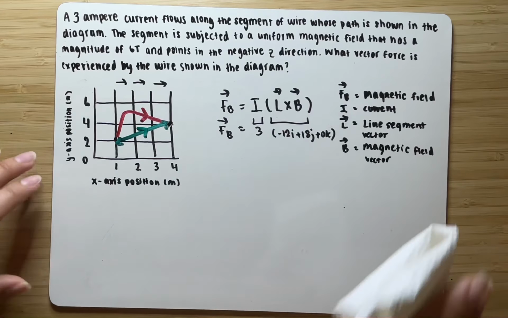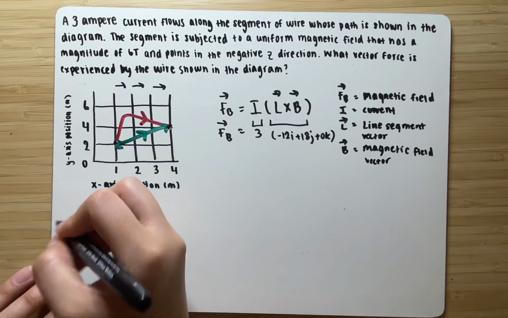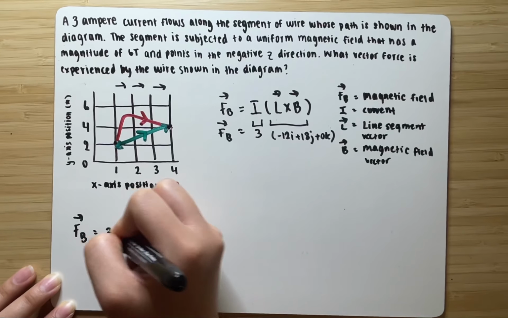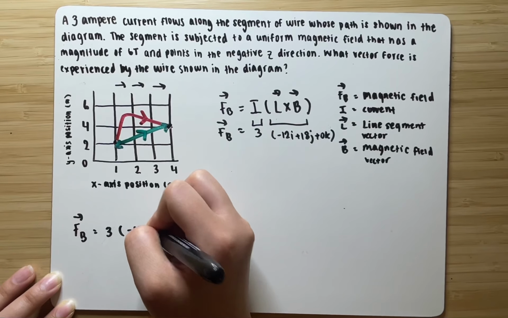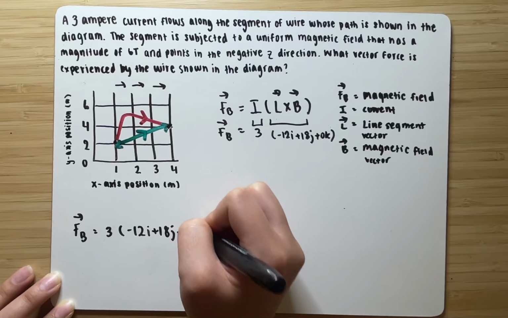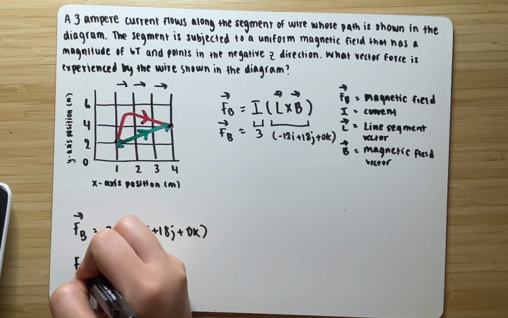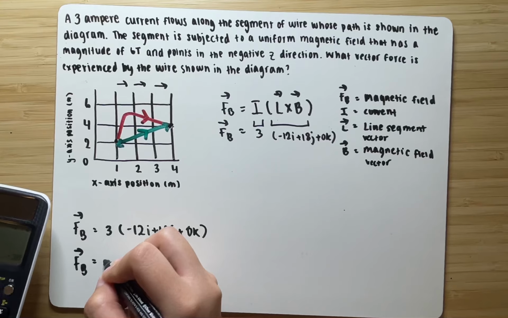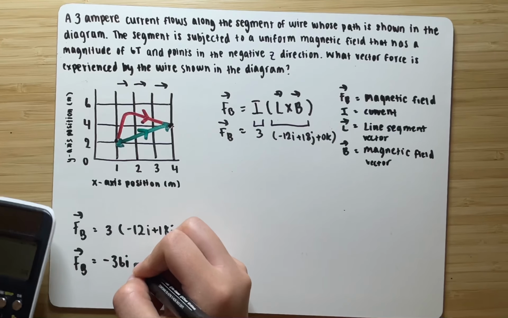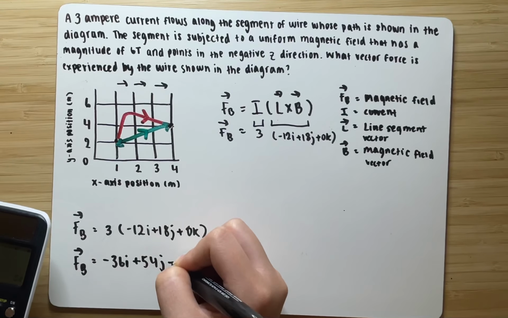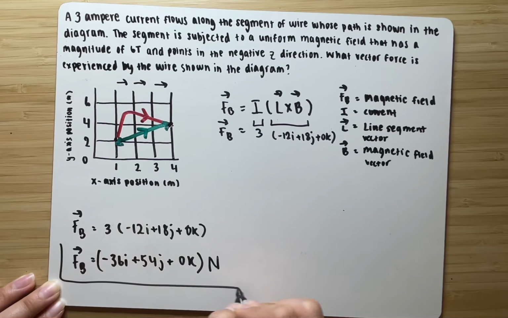So we have the magnetic force is equal to 3 times, always write your components, negative 12i plus 18j plus 0k. All right, so 3 times negative 12 is negative 36i. 3 times 18 is plus 54j. 3 times 0 is 0. Okay, so this would be our vector and our units would be in newtons. And here is your answer.